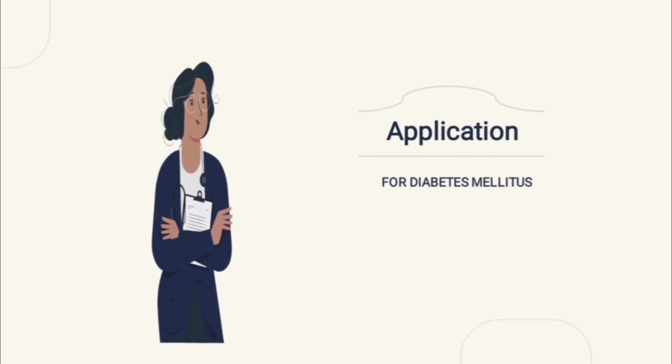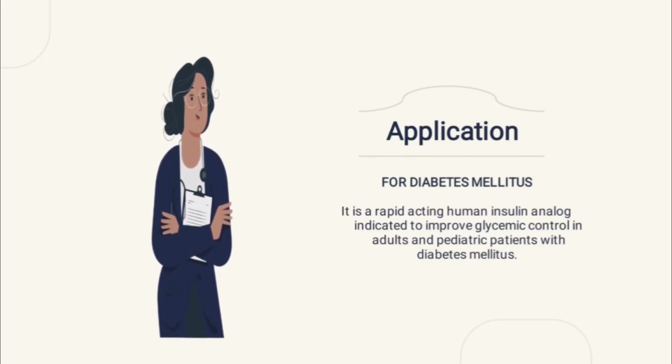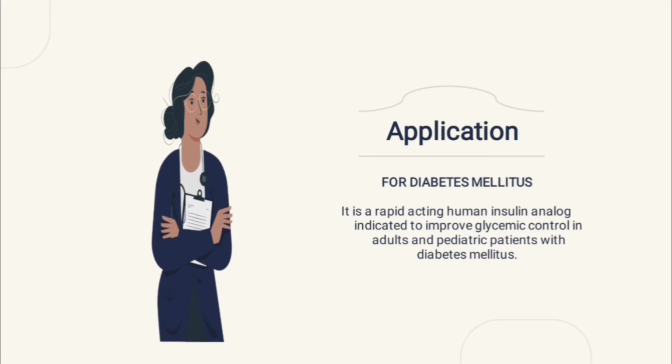Here are the application of Flexpen. It is for diabetes mellitus, DM. It is a rapid-acting human insulin analog indicated to improve glycemic control in adults and pediatric patients with diabetes mellitus. Or in other words, it is an injection for insulin, for taking insulin.